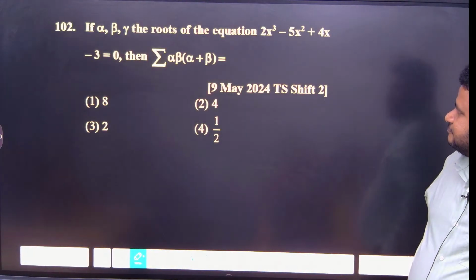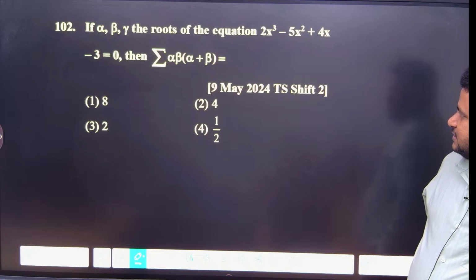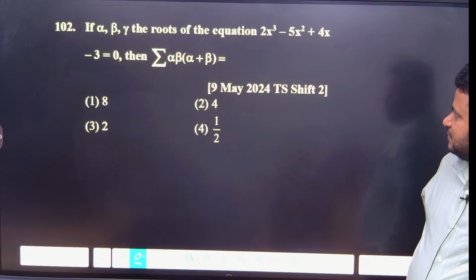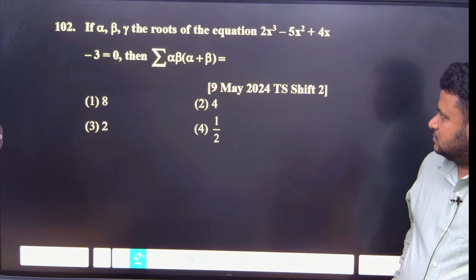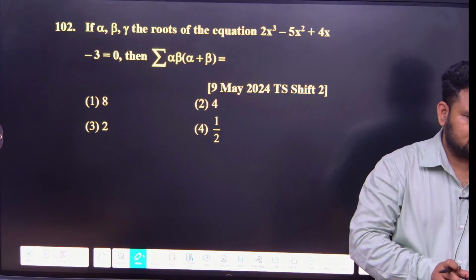This one, see here. If alpha, beta, gamma are the roots of the equation 2x cube minus 5x square plus 4x minus 3, they are asking then summation of alpha beta into alpha plus beta. That is what they are asking. How do you solve this?